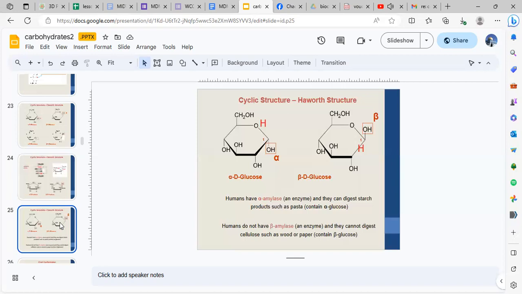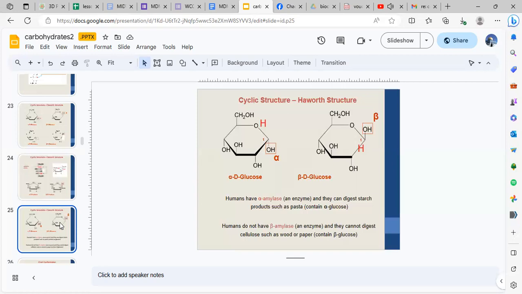Cows and other similar mammals who can chew a cud, I mean, they can put the grass that they eat into another separate compartment in their digestive system, and then they can bring it out later for more thorough chewing. So those mammals have bacteria in their digestive system which breaks down these structures. Termites also have these enzymes in their digestive system. So we humans do not have beta amylase, so we cannot digest cellulose, such as wood or paper.